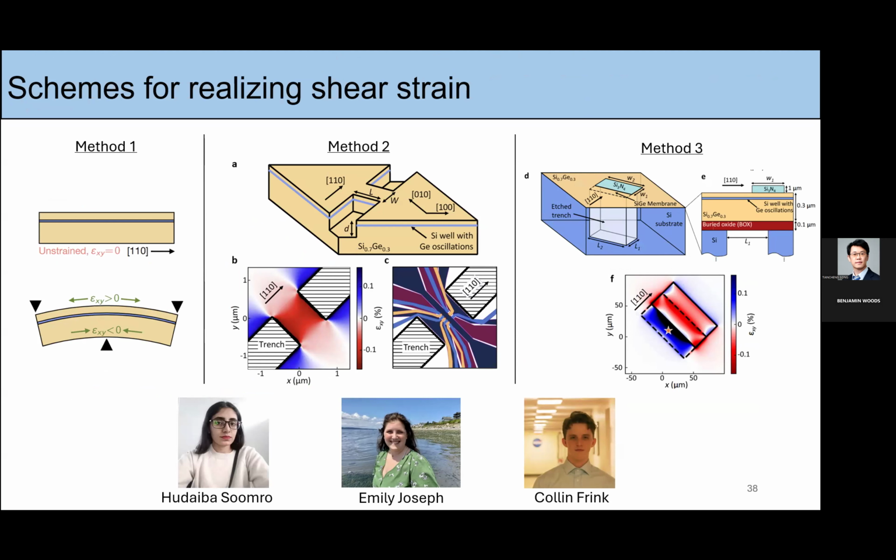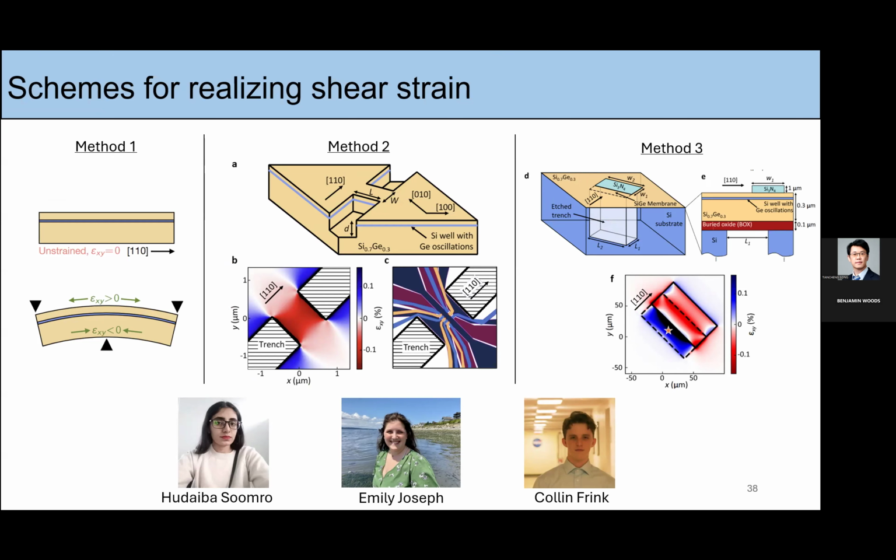The first method is kind of a brute force method, where you're just taking this silicon well and bending it. It's kind of the caveman approach, I guess, of just bending the system. And this is really just to see if adding shear strain in the system can give you an enhancement or not. We then thought about etching trenches into the quantum well. So what you do is you etch trenches along the 110 crystal direction, and it forms kind of a channel, or we call it an isthmus because we live in Madison.